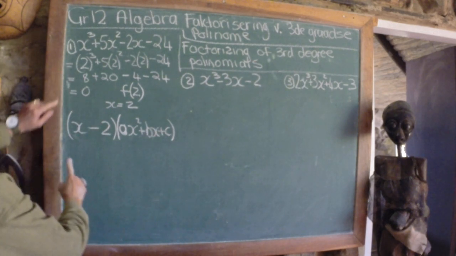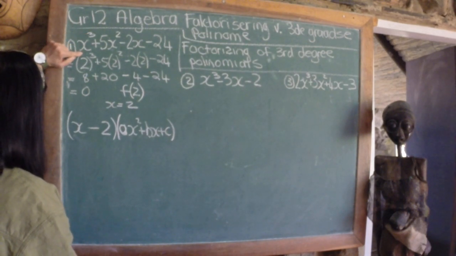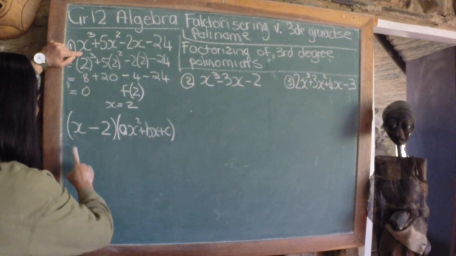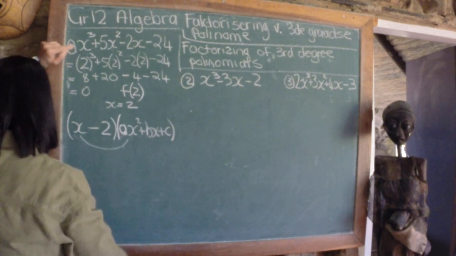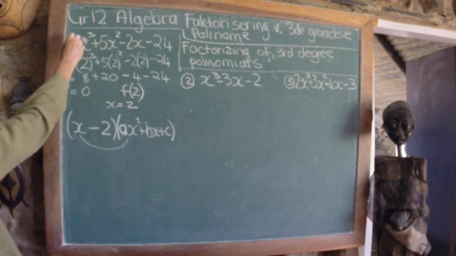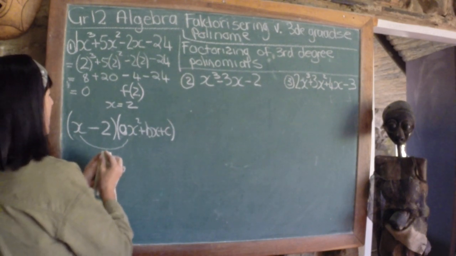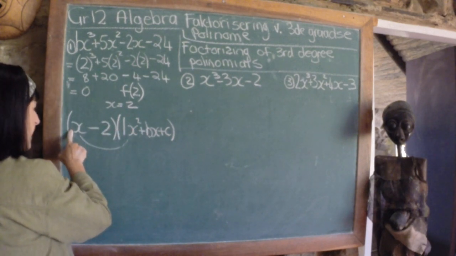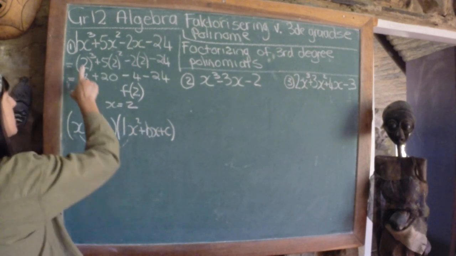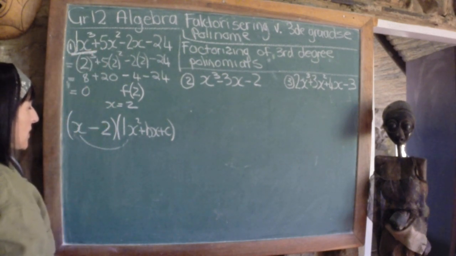Nou, to get 1x cube, 1x tot die derde mag, as ek daai een met daai een maal, wat moet a dan wees? I need to get 1x cube, so it's got to be 1x squared. Because 1x times 1x squared is going to give me 1x cube.